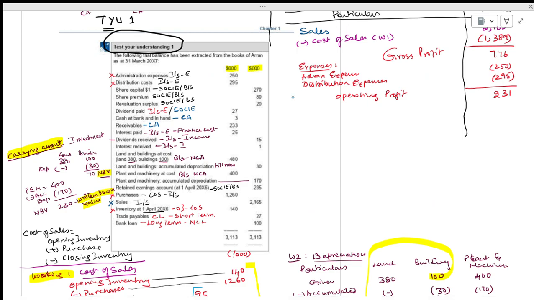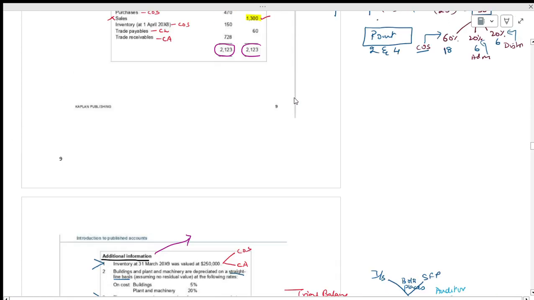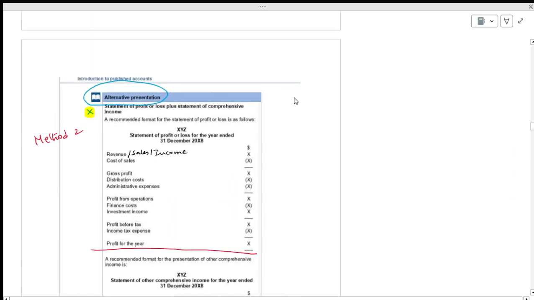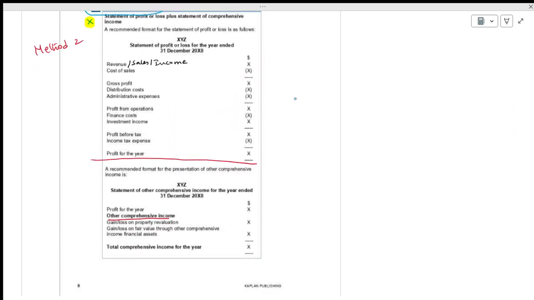Next. What do we have to do after this? See the format. I am taking you back to the format. In the format, they say finance cost. Finance cost is minus, investment income is plus. Okay. Now, what is the finance cost? Check slowly.